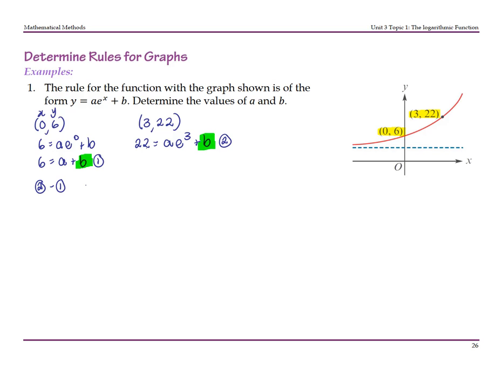22 minus 6 is 16 equals, then we have a e to the 3 minus a, and b minus b is gone. And I can now factorize the right-hand side, so that's a times (e cubed minus 1). Now we want to get a on its own, so we're going to divide both sides by e to the 3 minus 1. So that means that a equals 16 over (e to the 3 minus 1).